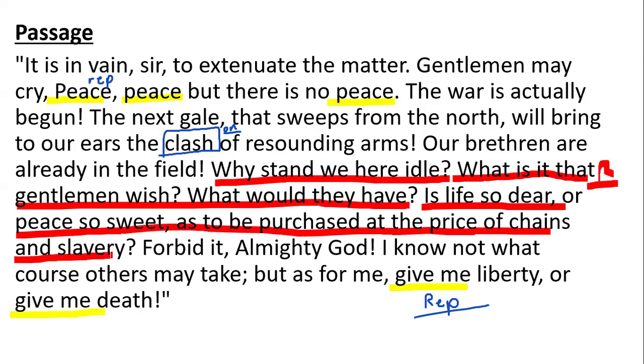Very good. Okay, good. So we have repetition. We have onomatopoeia with clash. We have rhetorical questions with why stand ye here idle? What is it that gentlemen wish? What would they have? Is life so dear, and so on, slavery. So this is a rhetorical question. All right. Is that it? Anything else that we could see possibly?